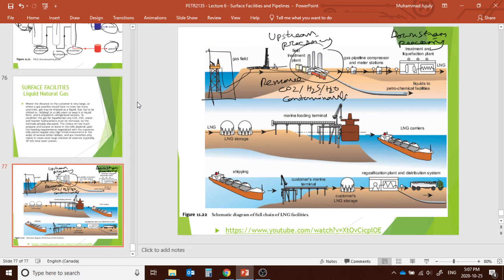At the downstream processing, we do the fractionating. There we fractionate methane, ethane, propane, and butane. And from the methane, we create LNG, and with butane and propane, we convert it to NGL. Then we send it to the end users. So this is the schematic of the full chain LNG facilities. This is the exact thing I have described.